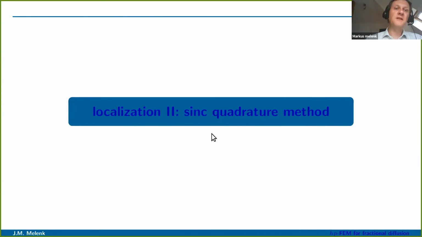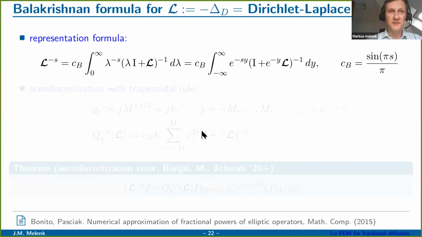Okay, I want to tell you a few things about the second method, the so-called sinc quadrature method. So this is now a new method. Starting point is here an idea of Bonito and Pasciak to start from a representation formula for the solution. So if the function little u that we seek has actually the form L to the minus s times f, so we have the solution operator, L to the minus s has this form. So it is an integral over lambda, identity plus the differential operator, which is here the Laplace operator, to the minus 1.